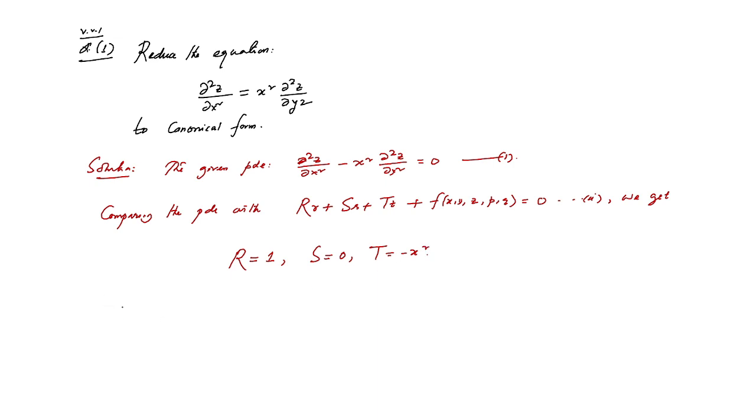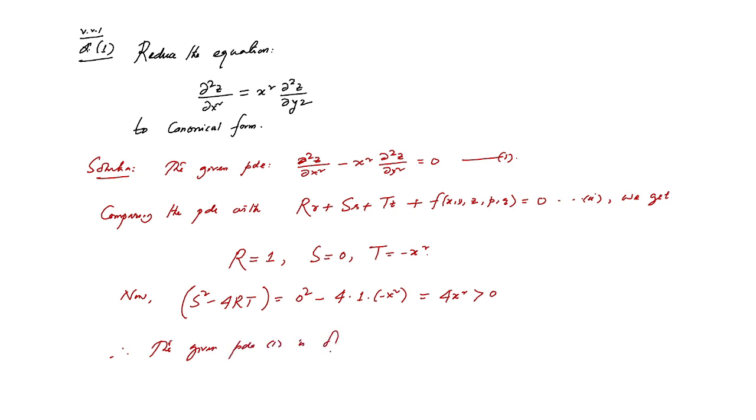Now we'll check it is basically hyperbolic or not. So now the s square minus 4rt. What is the value of this expression? So 0 square minus 4 into 1 into minus x square. So this is basically 4x square. And this is greater than 0. So that means the given PDE, that means 1, is of hyperbolic type.